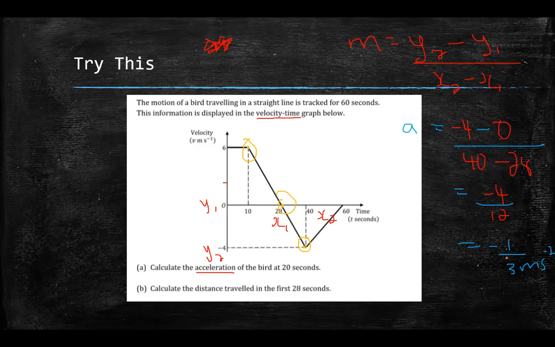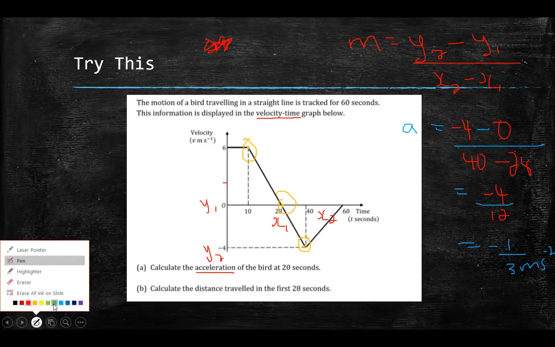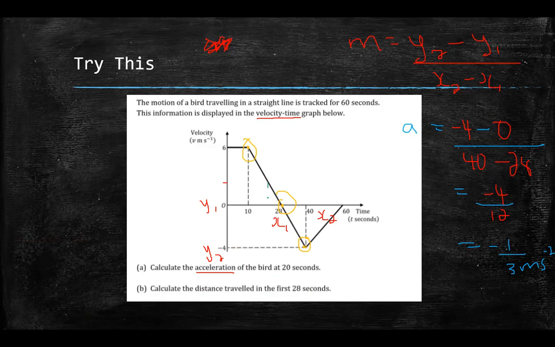We don't have to take into account 0 to 10 seconds because they're equal to 0 in terms of acceleration. That's not what they asked me for. They asked me for the acceleration at 20 seconds. So I am concerned about this point here. Let's just assume this is 20. I am concerned what is, at 20 seconds, what is my acceleration? So what's the gradient of this line? And that's minus a third. Yeah, that's what the question asks. Calculate the acceleration at 20 seconds. They didn't say anything else.